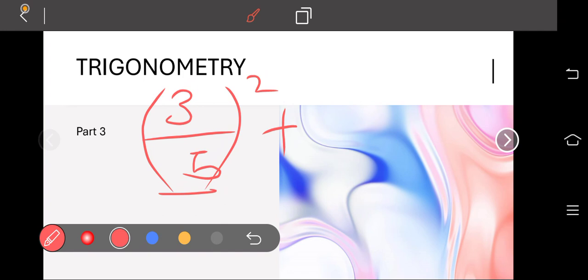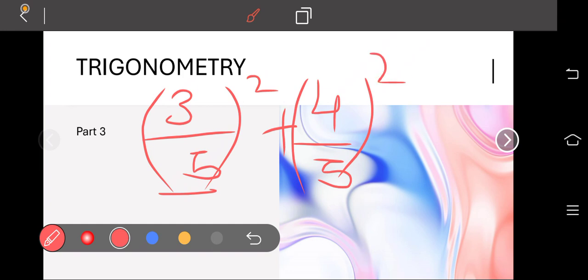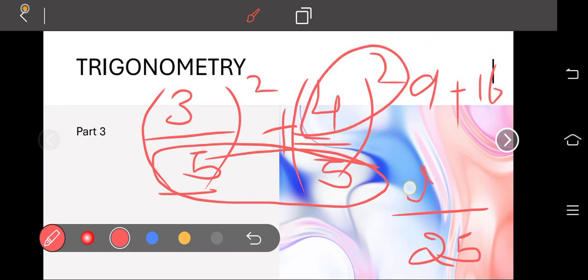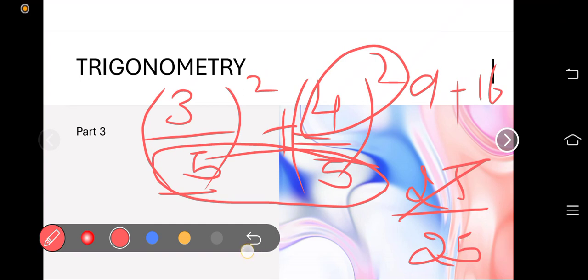And coming to cos square theta, it is adjacent to theta by hypotenuse. So what is adjacent to theta? 4, and hypotenuse 5, whole square. As common denominator 5 square, I'm taking 25, and 3 square is 9 plus 4 square is 16, so it is 25. So 25 gets cancelled, and the answer is 1. So this is the answer for the first question.